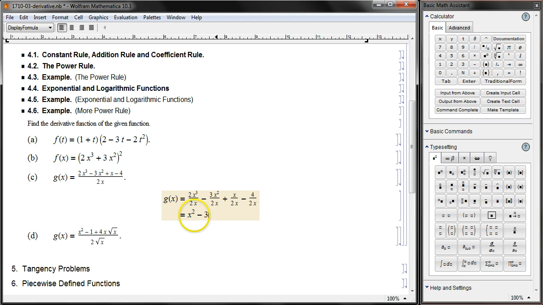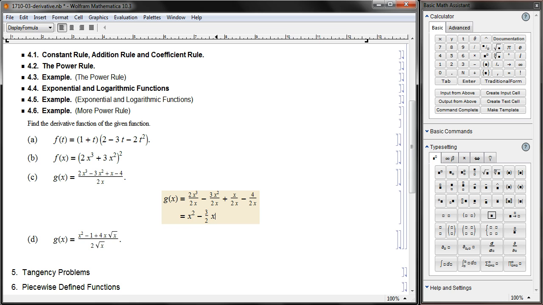And this one, 3/2 x to the which power? First power. And then the next one, we have 1/2 times 2x to the negative first power. Okay.